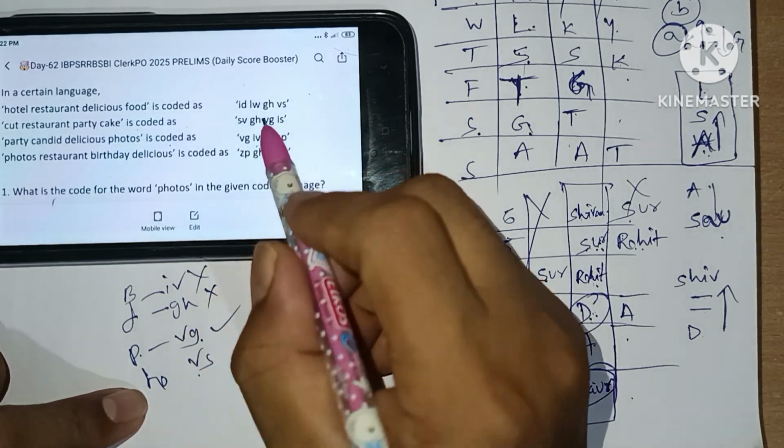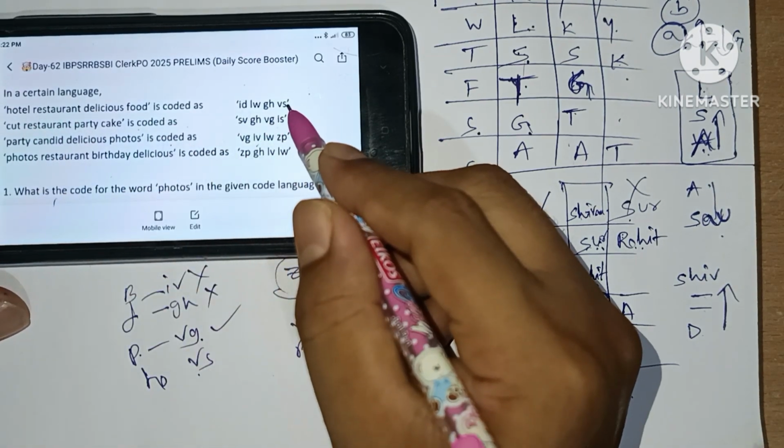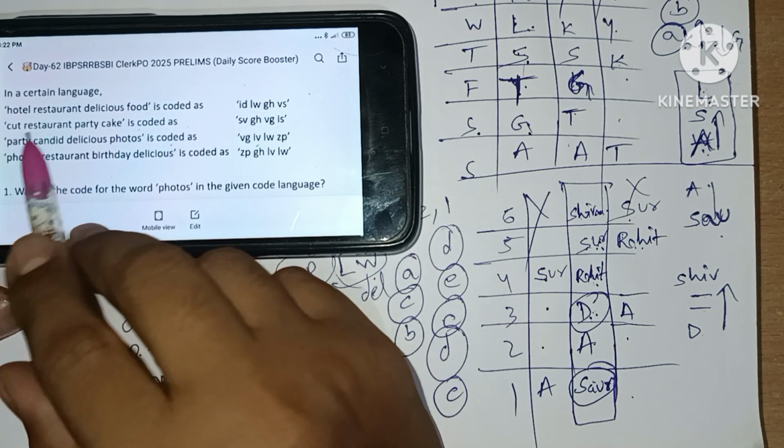VS hotel. VS here only hotel. Is there any other hotel?